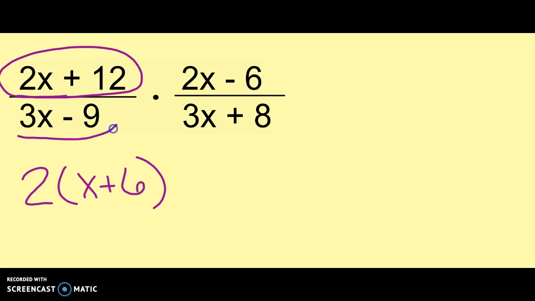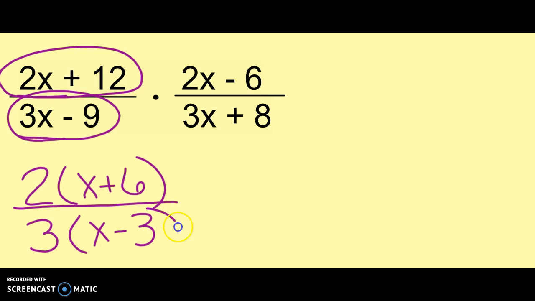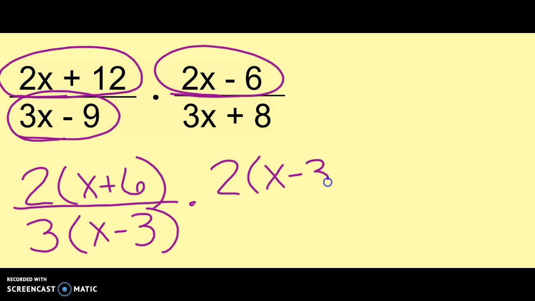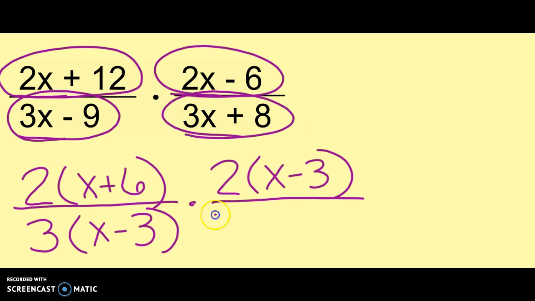And then we need to factor 3x plus 9. If you take out a common factor, we get 3 times x minus 3. Then we factor 2x plus 6, and we get 2 times x minus 3. And I don't think we can factor 3x plus 8, so we're just going to leave these alone.